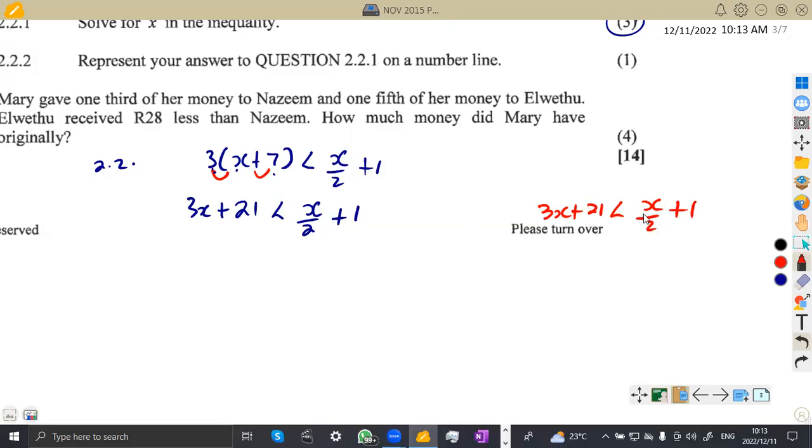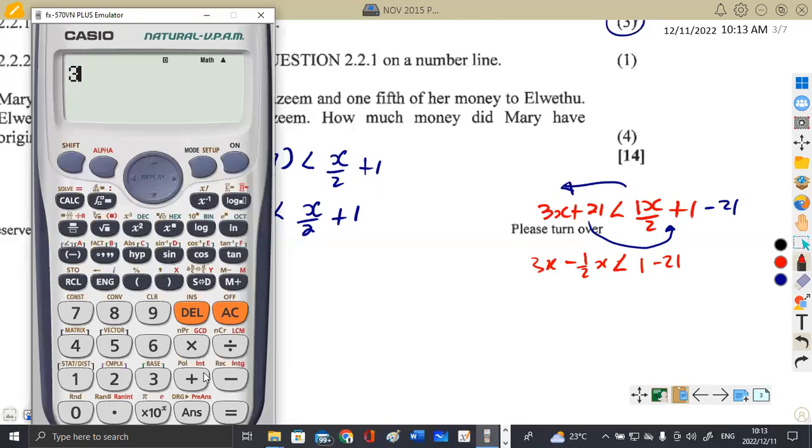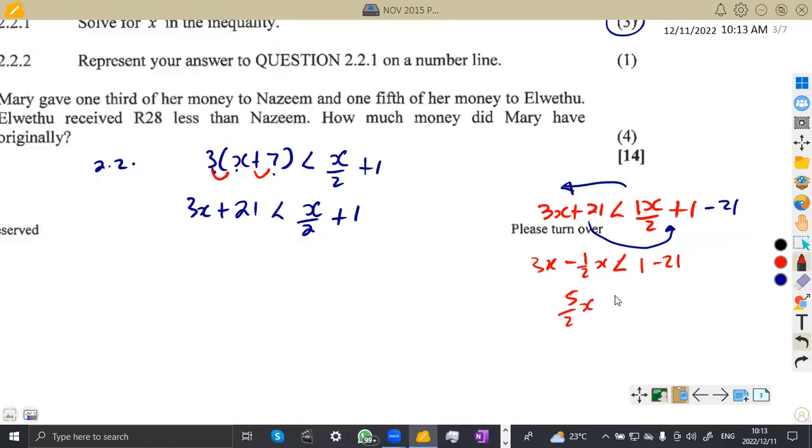So you can just neglect the fraction as it is, but this is the same as 1/2x. You transpose 1/2x to this side. So it is going to be 3x minus 1/2x is less than, then we transpose the 21 to this side, is going to be 1 minus 21, that's -20. So 3 minus a half, 3 minus 1/2, yeah, that's 5/2. Okay, so it's going to be 5/2x is less than 1 minus 21, that's -20.